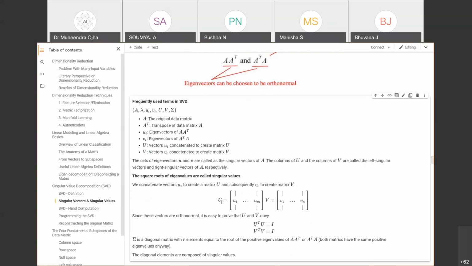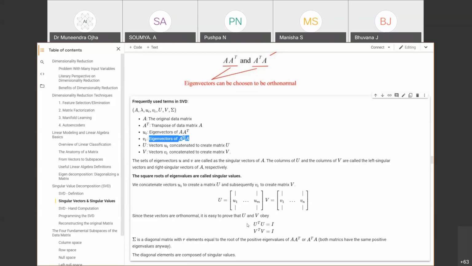As you can see over here, ui is the set of eigenvectors of A A transpose. So if I concatenate all the ui, I get matrix capital U. And if I concatenate all the vectors vi, which are eigenvectors of A transpose A, as columns, I get a matrix V. So capital U and capital V are two matrices.